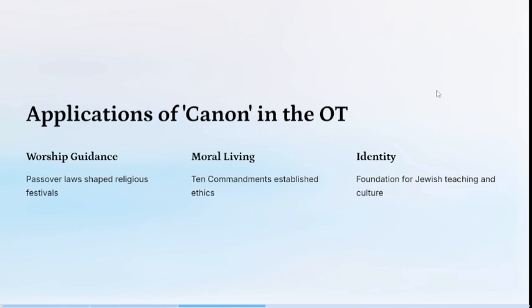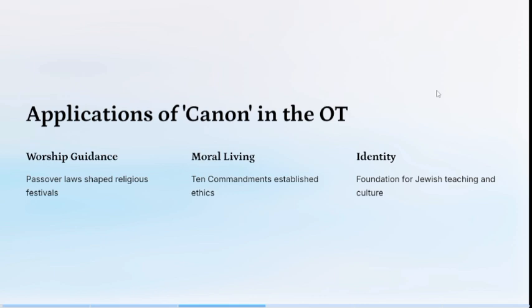Then moving on to the personal and spiritual application, where we have the moral living. Under that, we have the Ten Commandments, which were established as a guideline for ethics. Under this one, we have the spiritual guidance, where the Old Testament offers spiritual guidance, wisdom, and moral teachings in order to help individuals understand God's character and purposes. In addition to that, we have the devotional reading, whereby Old Testament passages are used in personal devotions or personal worship, such as prayer and meditation, in order to foster spiritual growth and reflection.